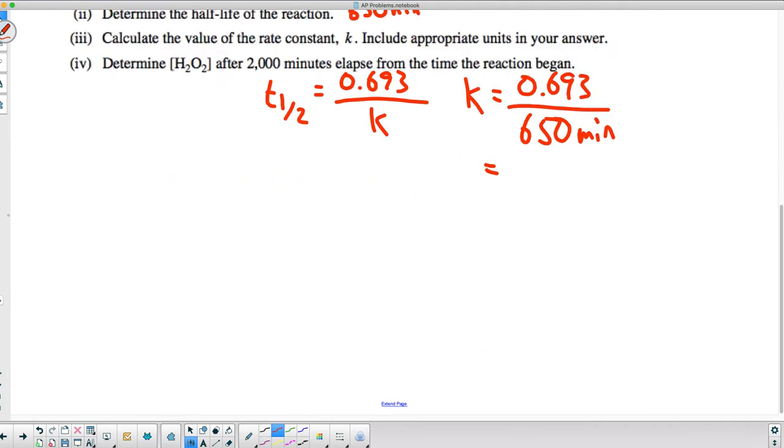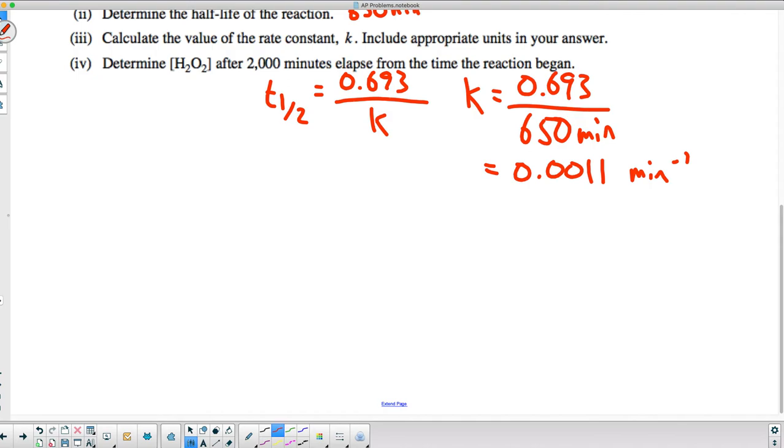Let me give myself just a little bit more room. There we go. Now I get something closer to 0.0011, 1 over minutes. Just like that.